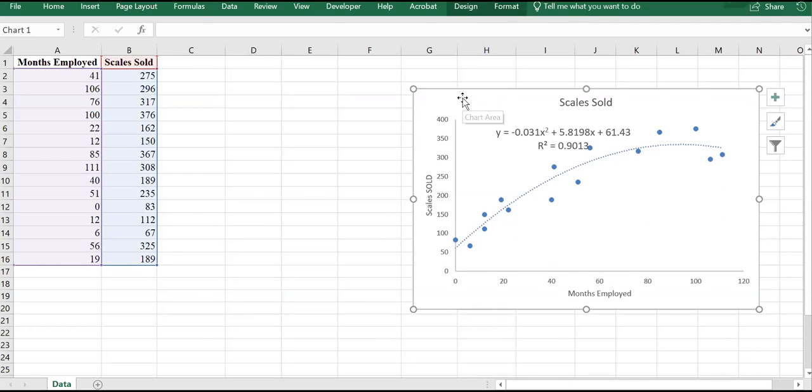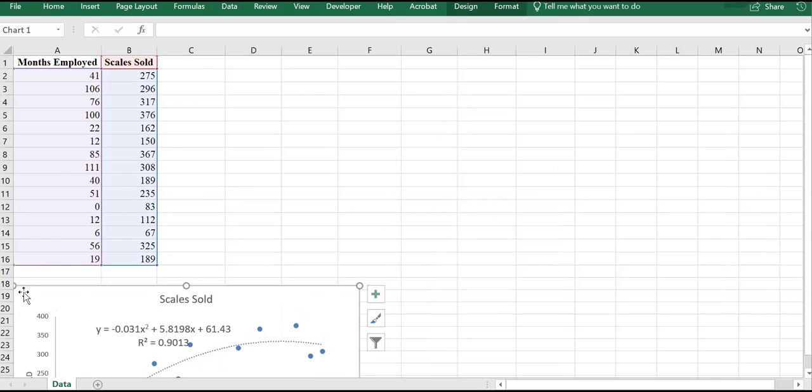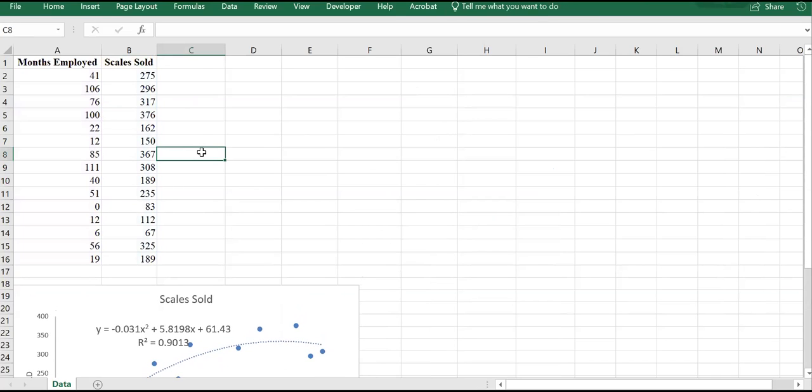Now, what do we do? How do we get the p-values and stuff like that? Scatter charts do not provide us with p-values. We don't get adjusted R-squared and stuff like that. So how do we get those? We need to use the regression tool. So for the regression tool, this is my X, this is my Y, all right?